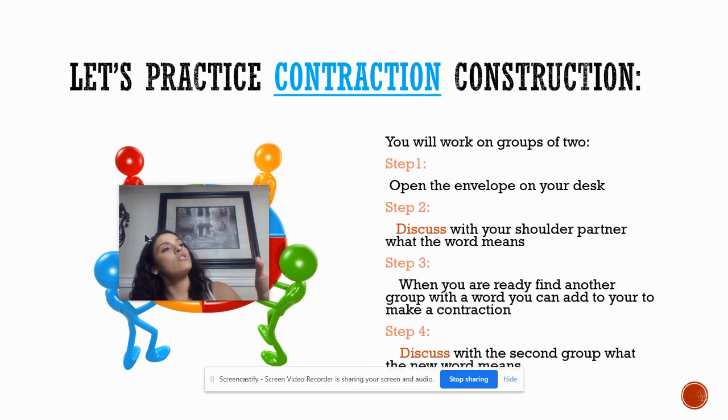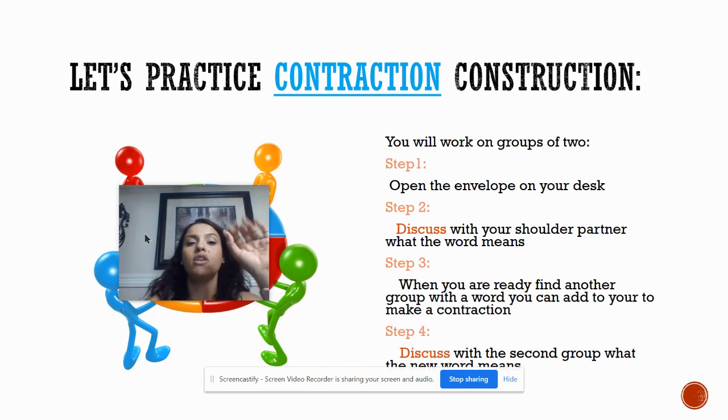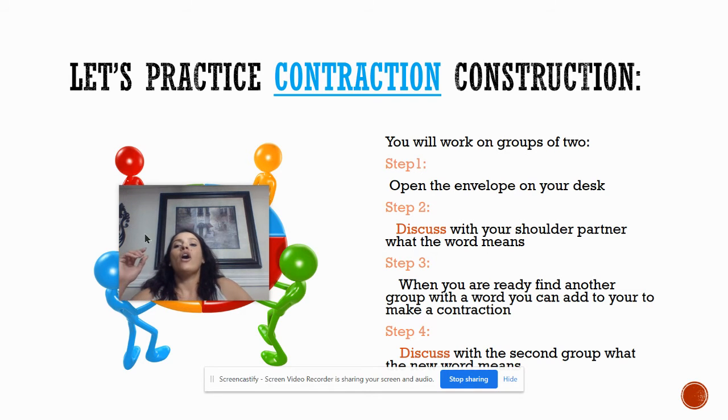So guys, on your desk, you have an envelope. On the envelope of each group, you'll see you have words. Each of you has 5 words in your envelope. And on the paper that is on the desk with it, you have 5 boxes that you need to fill out. So I want you with your shoulder partner to discuss what the word you have is and what the meaning of the word is. For example, if you have the word cannot, what does cannot mean? Those are 2 different words.